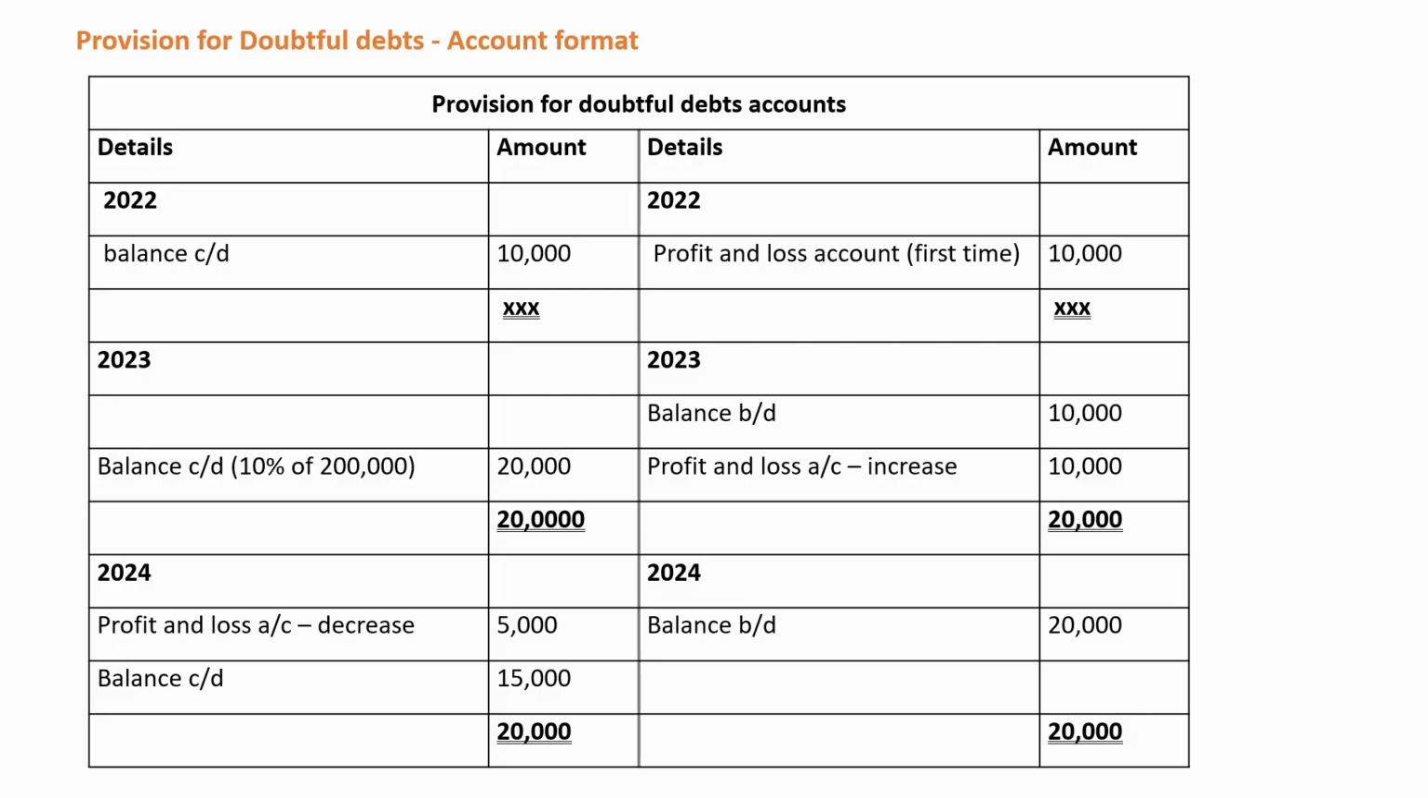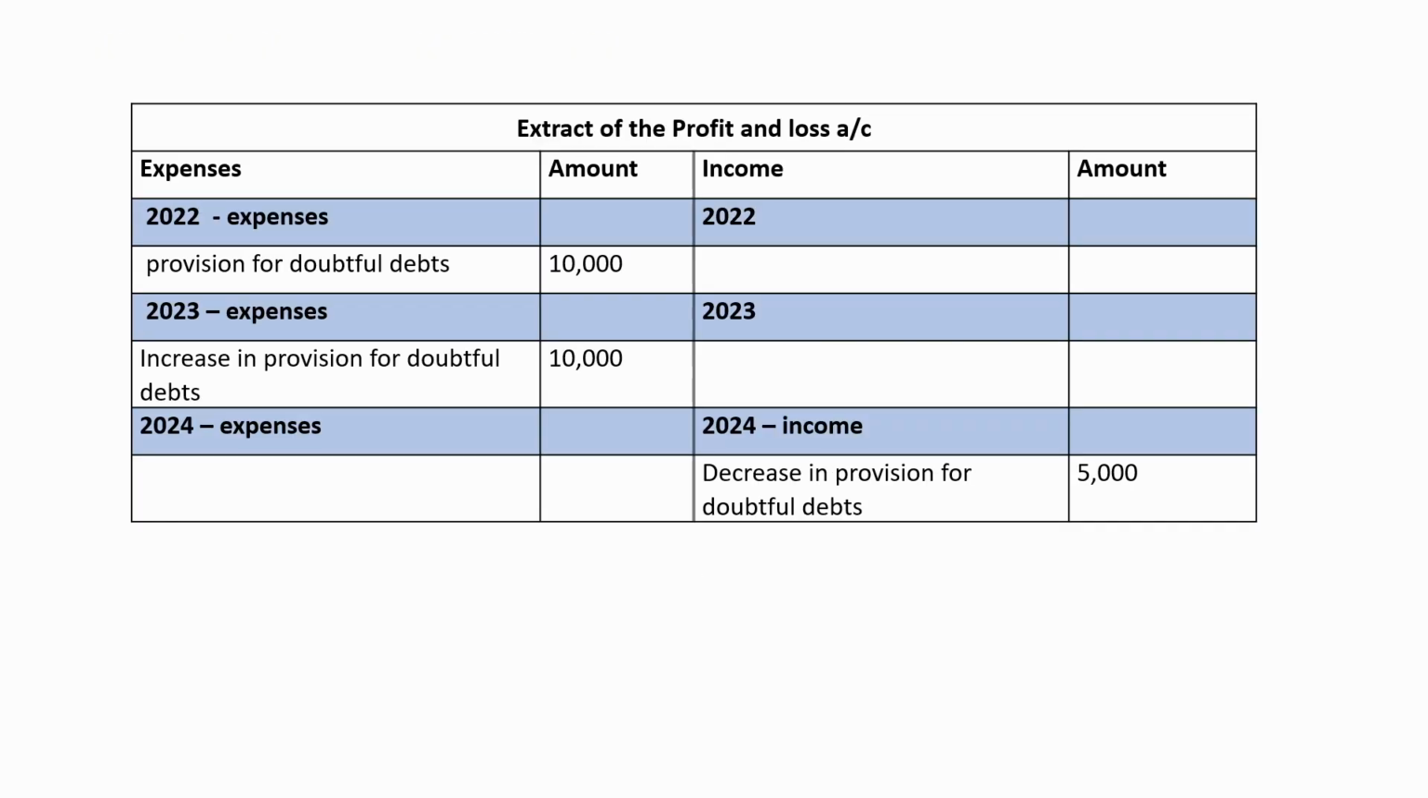So let us now go to the extracts. We begin with the extract of the profit and loss account. So remember, in the provision for doubtful debts account, we are showing there profit and loss. Whether it is an increase or a decrease, we are showing profit and loss. So now when you come to the profit and loss, you're supposed to record whatever you have in the provision for doubtful debts account, but on the opposite side.